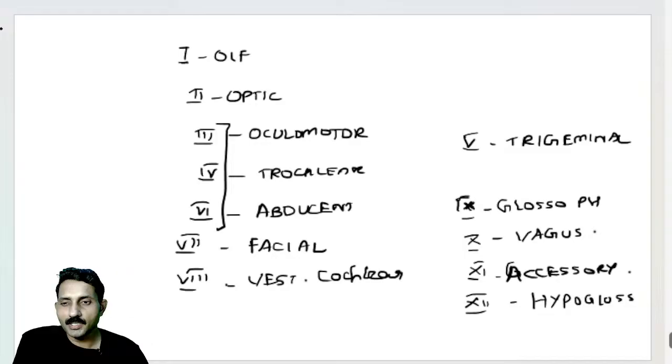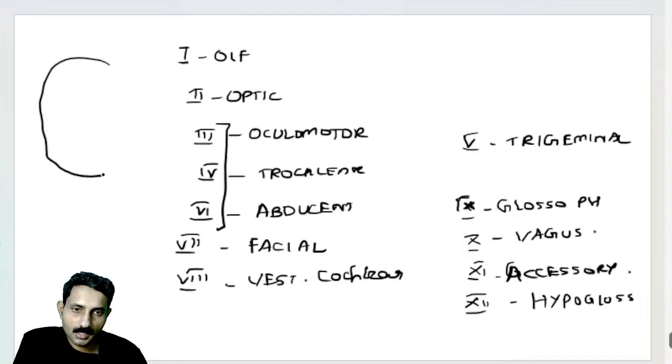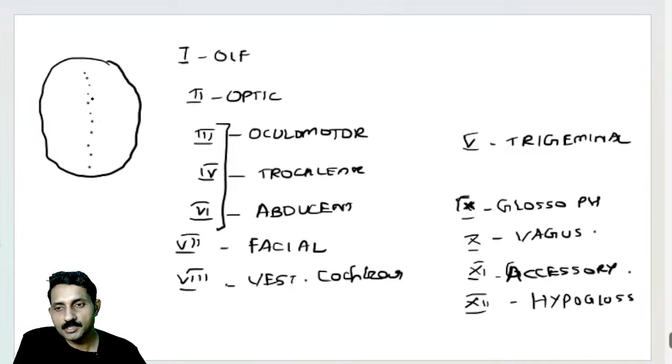Now first, how did they name all these nerves? When you see the base of the brain, you must have seen that all these nerves are emerging like this. These are called cranial nerves. Why are they called cranial nerves? They are called cranial nerves because they are emerging from the cranial cavity.